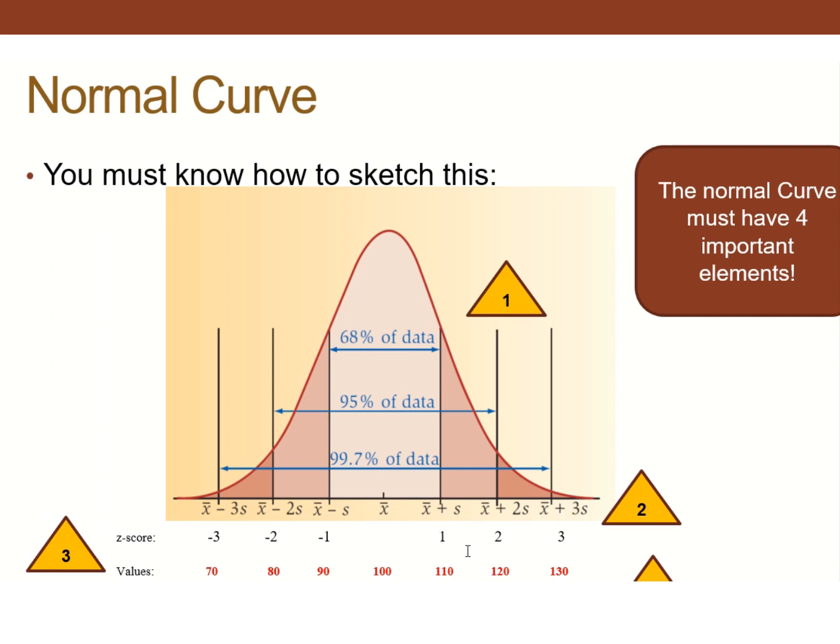What is a z-score? When I say 1, it is 1 standard deviation above the mean. When I say -1, it is 1 standard deviation below the mean. 2 is 2 standard deviations above the mean. 3 is 3 standard deviations above the mean. -2 is 2 standard deviations below. -3 is 3 standard deviations below. Okay, so these are the 3 things you must have when you sketch your curve.